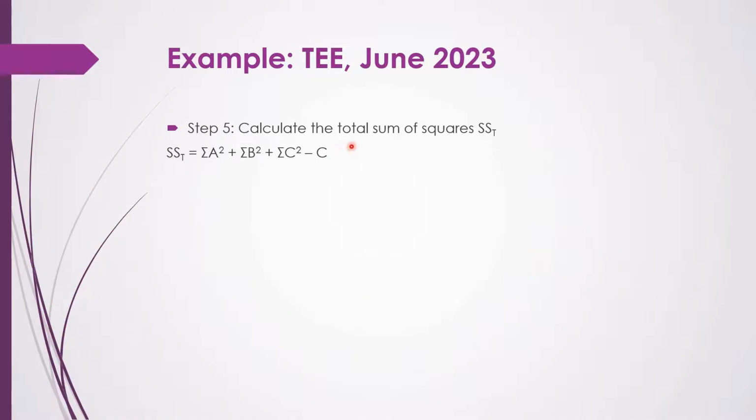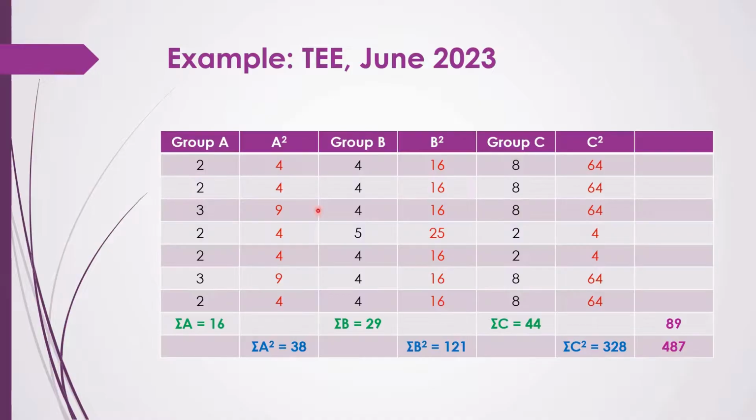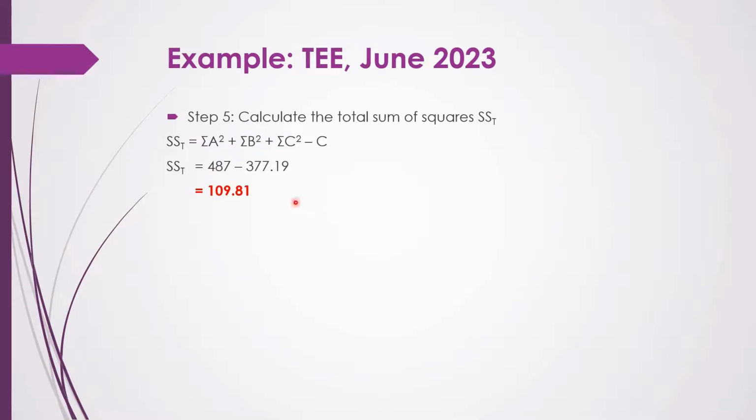Step 5, we'll calculate the total sum of squares or the total variance. The formula for this is sum of a square plus sum of b square plus sum of c square minus the correction term. Again, we have already calculated this part and this part. Remember the table? We have sum of a square plus sum of b square plus sum of c square, which is 487. We'll substitute the values: 487 minus the correction term, which was 377.19, and we have this value 109.81.